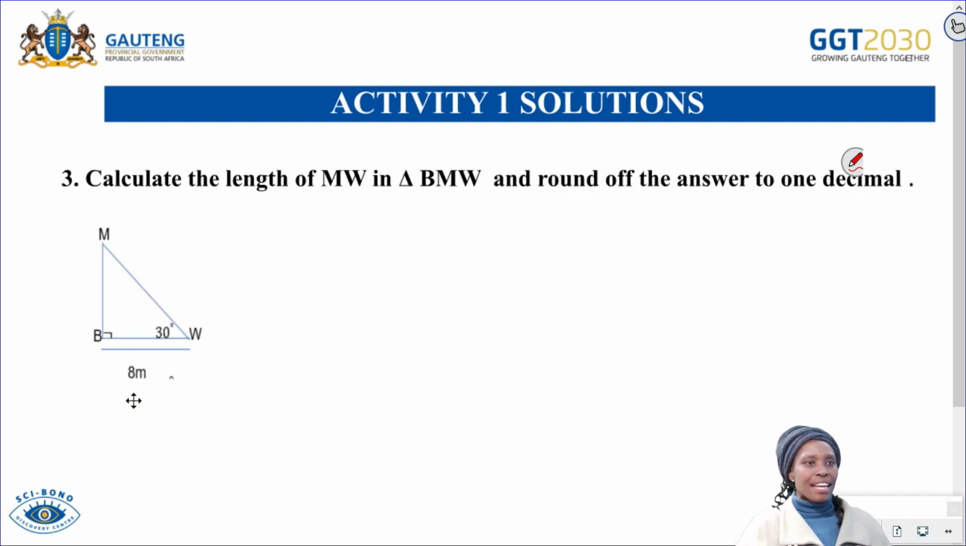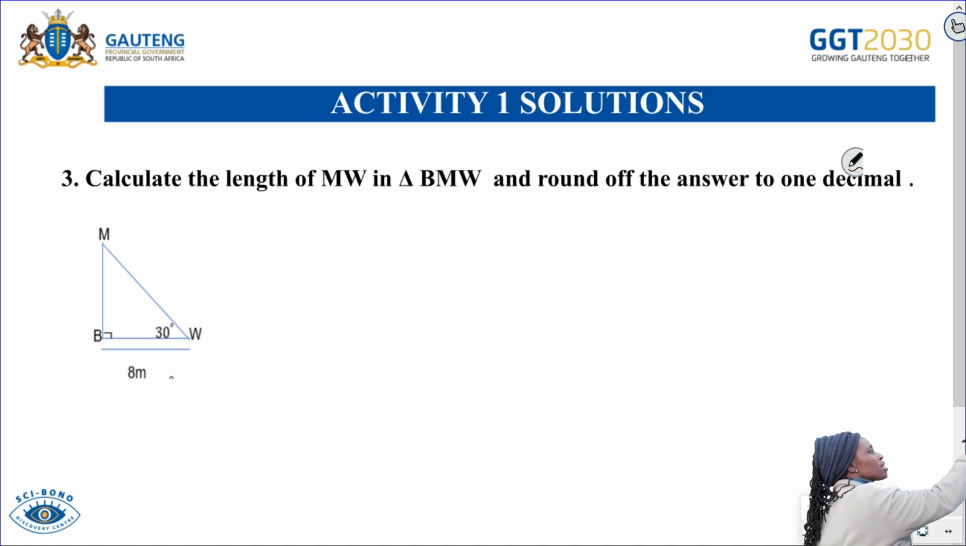Moving on to the next question. The next question, question 3, they say calculate the length of MW in triangle BMW. It's not the car that you are driving, but it's the triangle that we are working with. It's triangle BMW, where I am given only one side. I am given BW as 8 meters, but I don't know MW, this side.